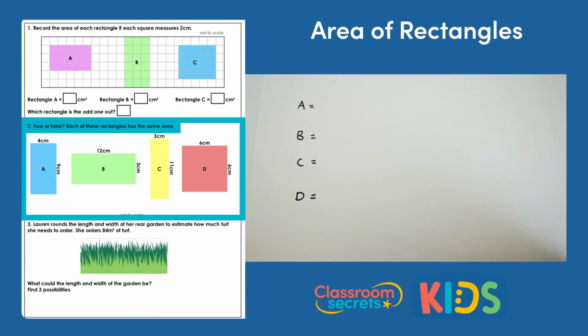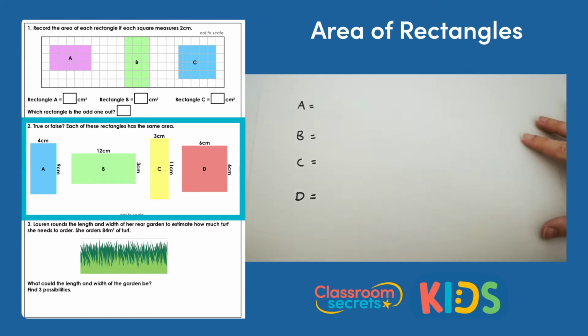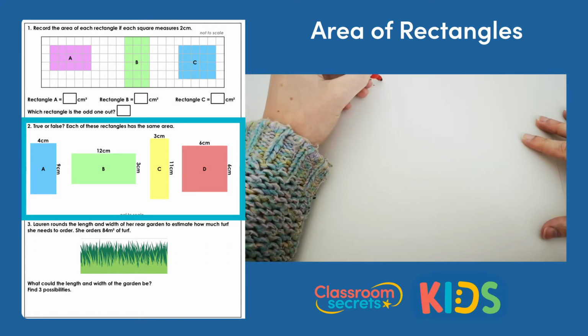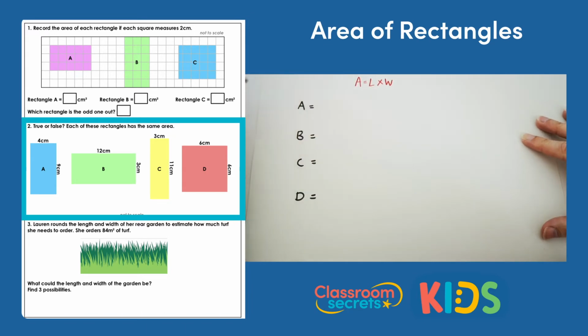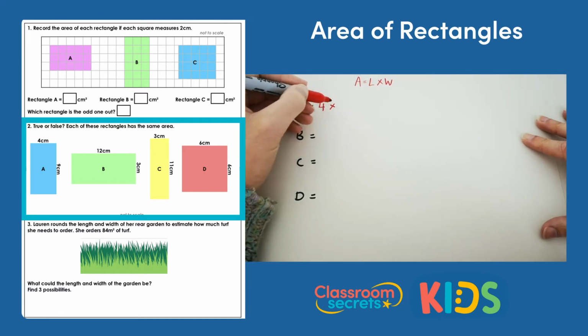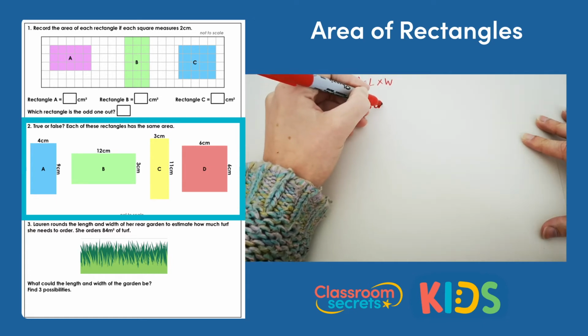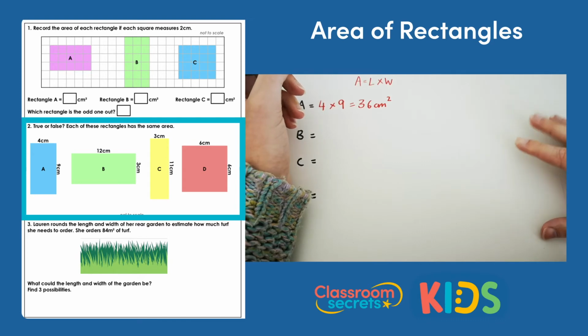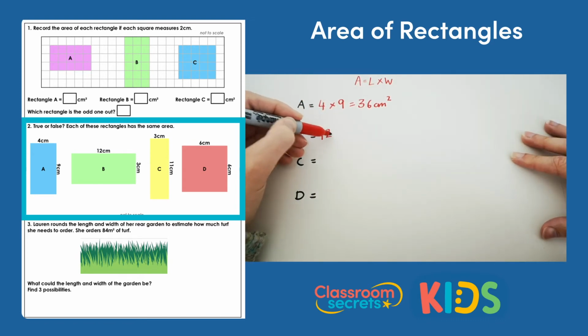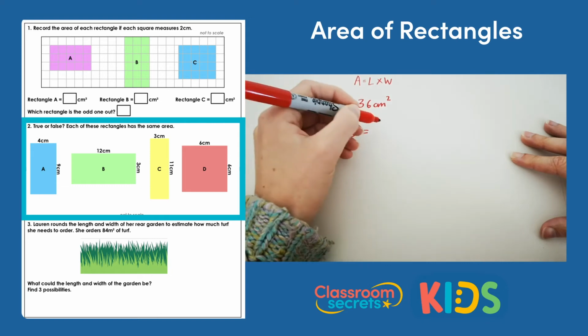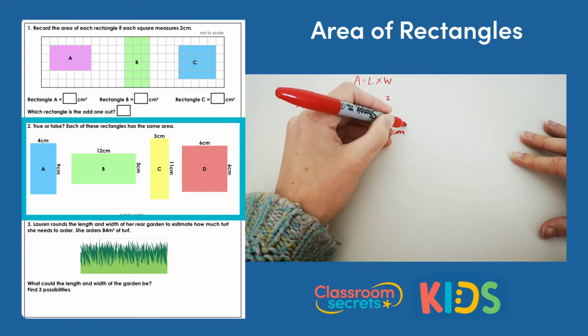Question 2, true or false? Each of these rectangles has the same area. In this example, you've been given the width and the length of each rectangle. So all we have to do is remember the formula, area equals length times width, to work out the answers. So for rectangle A, we would do 4 times 9, and that gives us 36 centimetres squared. Then for B, we would do 12 times 3, and that also gives us 36 centimetres squared.